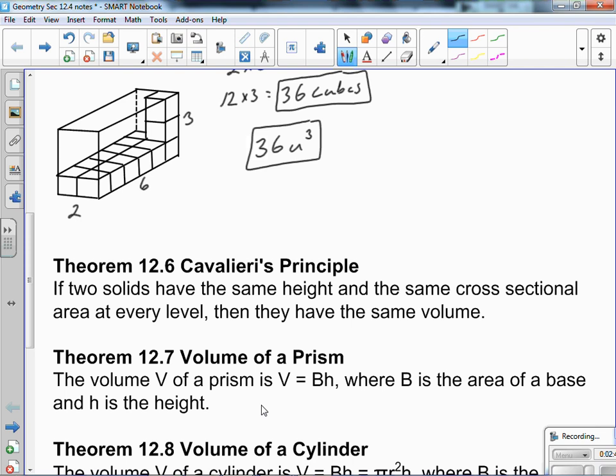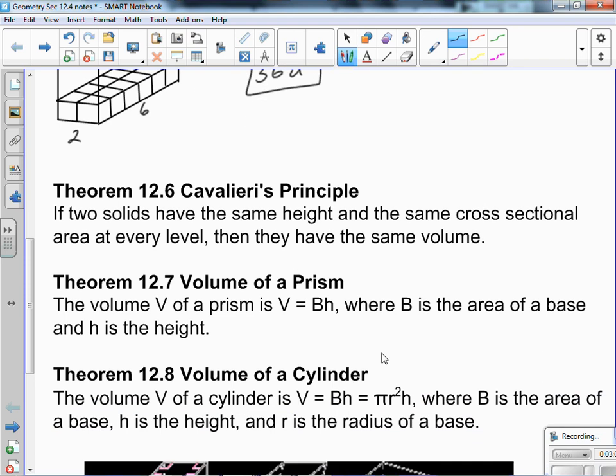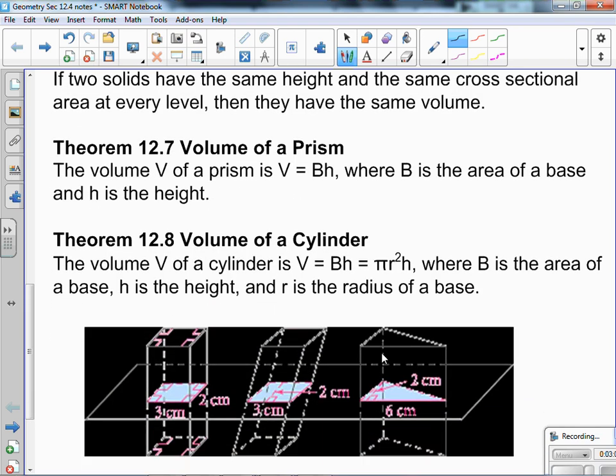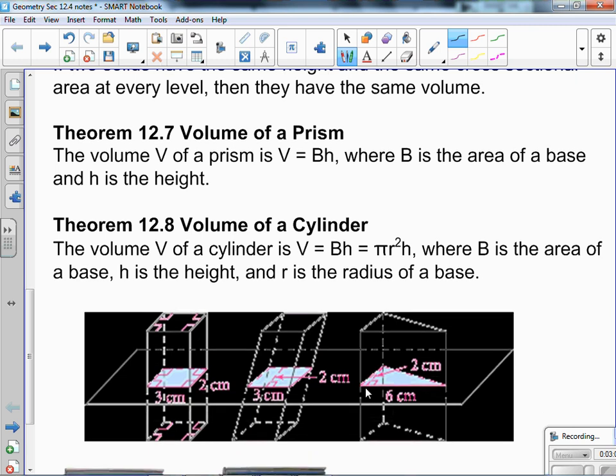All right, theorem 12.6, something called Cavalieri's principle. It says if two solids have the same height and the same cross-sectional area at every level, then they have the same volume. All right, so if I look at these 3 figures, they're all different shapes, different forms of prisms. We have an oblique prism, a right rectangular prism, and a right triangular prism.